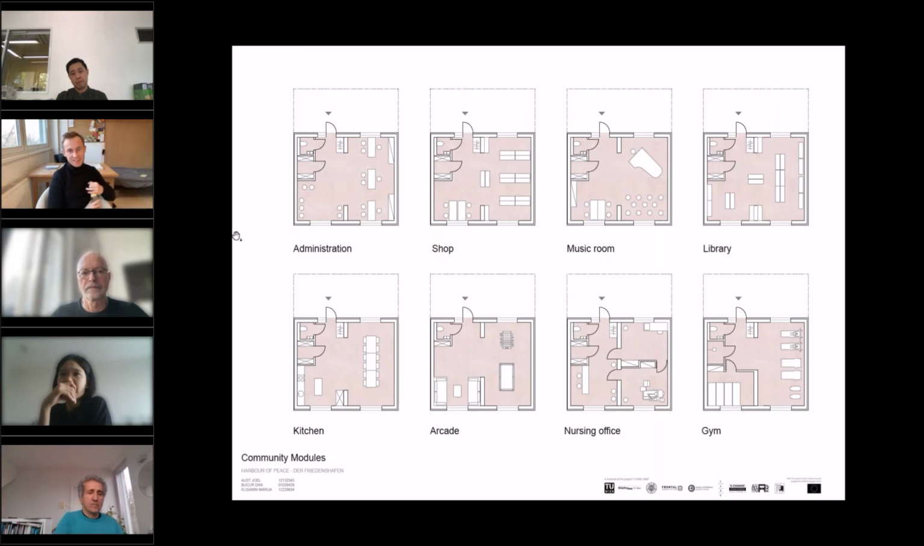Yes, so just as Joel said, next to the living rooms, we also got community modules such as an administration, shops where the residents can go and shop right in the area and don't have to go into the city. We also thought about giving them the opportunity to have nurses or doctors right there. So we built a nursing office and next to it also an arcade. All in all, we've got 8 community modules as shown here: the administration, a shop, a music room, library, a gym, nursing office, arcade, and kitchen.